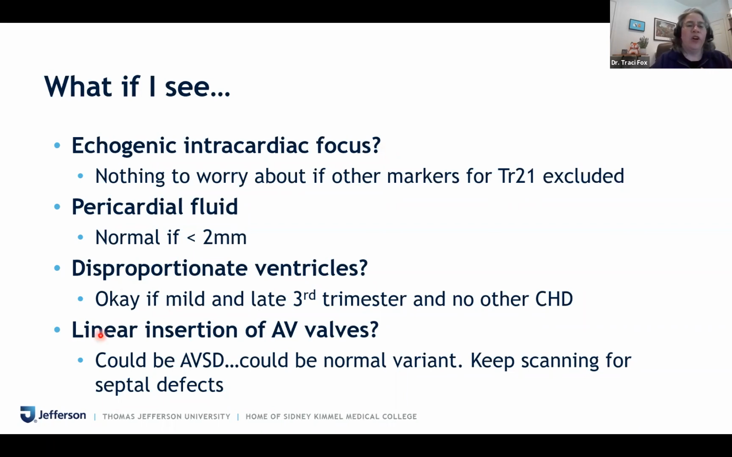What if I see pericardial fluid? If it's less than 2 millimeters, it's totally normal. What if the ventricles are disproportionate? If it's mild and it's right greater than left, it's okay, as long as it's the late 3rd trimester and there's no other congenital heart defects. What if the valves insert right along the same plane? They have a linear insertion. Well, it could be an atrioventricular septal defect. It could be a normal variant. Keep scanning. Or when in doubt, send it out.